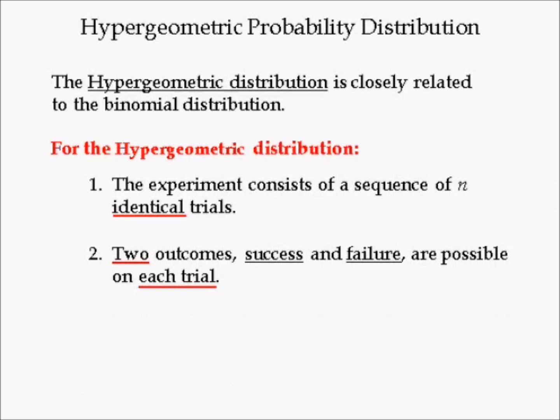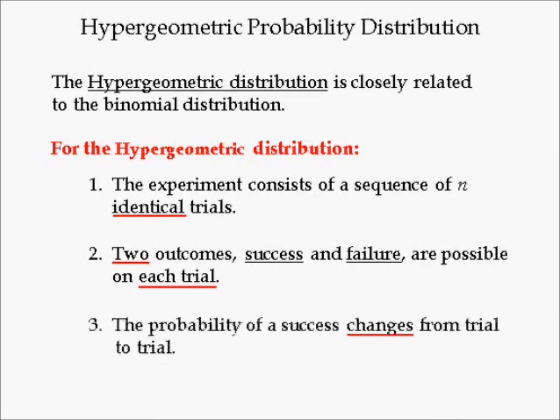The hypergeometric distribution's first two properties are identical to the binomial's first two. Its third and fourth properties are similar to the binomial's, but a little different. Number three, the probability of a success changes from trial to trial. Number four, the trials are not independent.